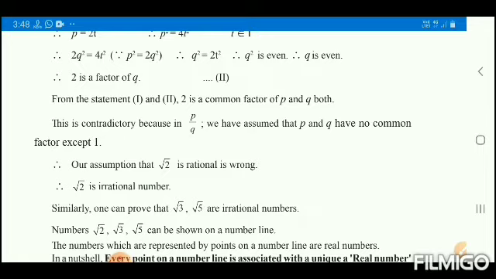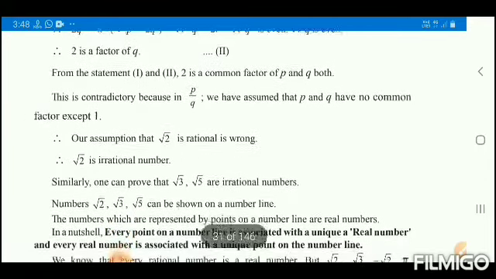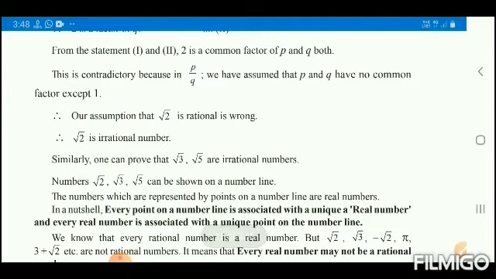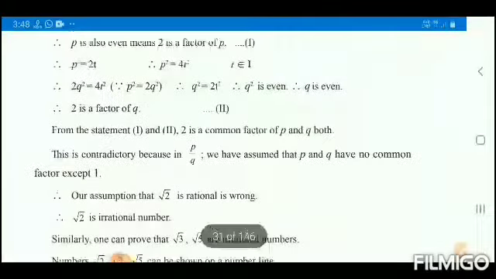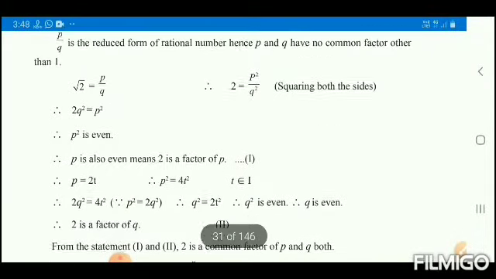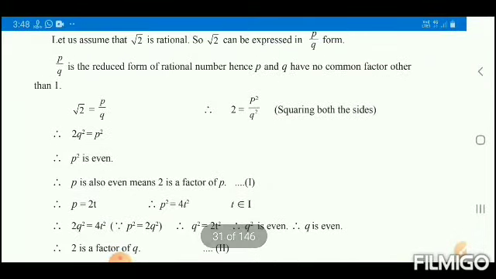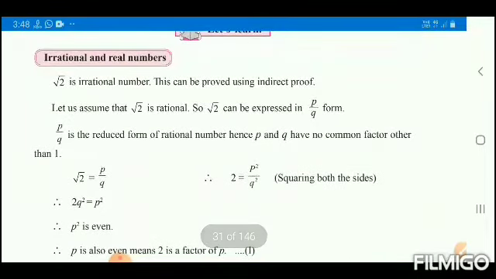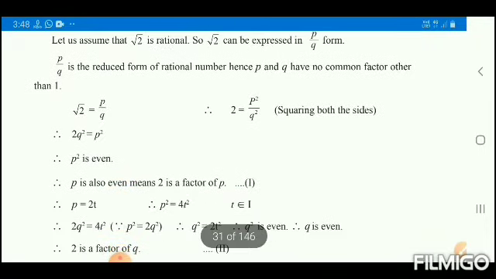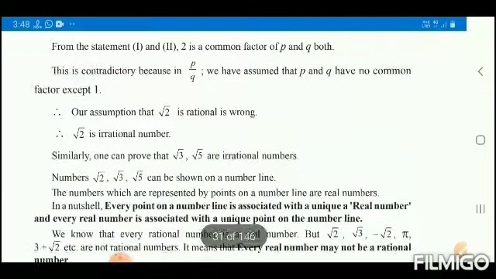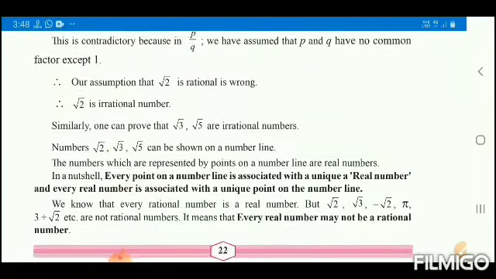What is our assumption? Our assumption is root 2 is a rational number. That is wrong. Means root 2 is which type of number? Irrational number. Similarly, one can prove root 3, root 5 are irrational numbers. Just in the place of 2, you have to take 3. In the place of 2, you have to take 5. And prove these numbers are irrational numbers.